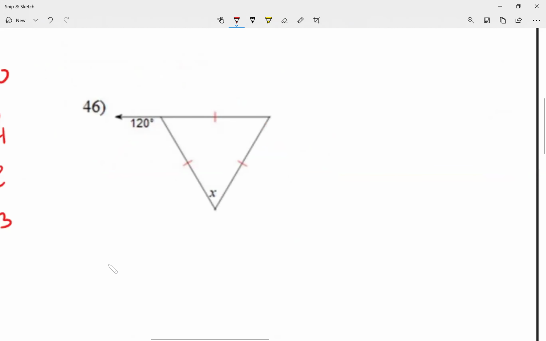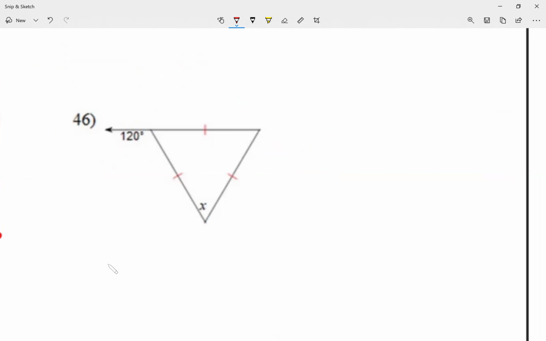Now let's take a look at number 46. I see 120 degrees there. So I'm going to say this other angle here is 60 degrees. The reason why is because this angle with this other angle make half of a circle. Half of a circle is 180. So if one of them is 120, the other one is 60, right? Because combined has to be 180. Okay, I'm solving for X, not just that corner.